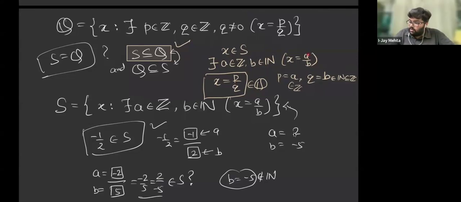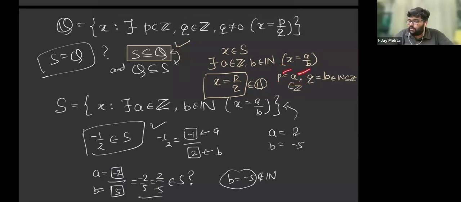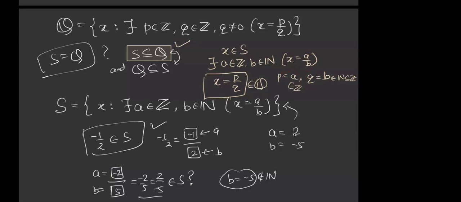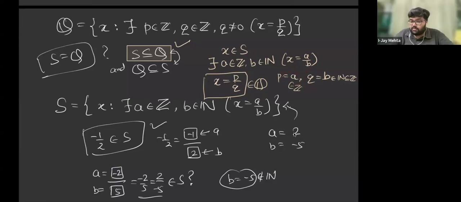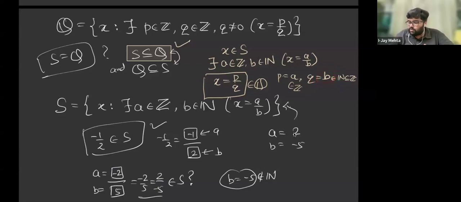I already wrote A by B, right? What should be my P? Can I take P equals A? Yes, because A is an integer, I can take P equals A. And can I take Q equals B? Is Q an integer? Yes, because B is a natural number, so B is also an integer. So this condition is there. I found P and Q, but I also need to check Q is non-zero.